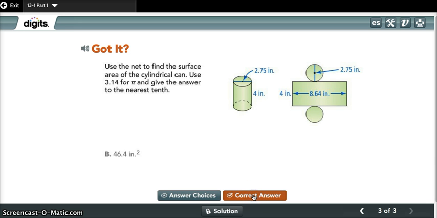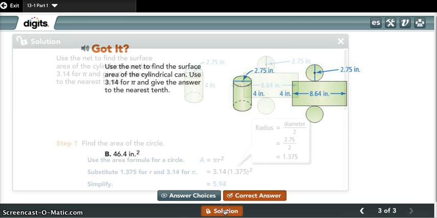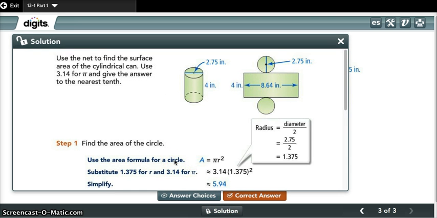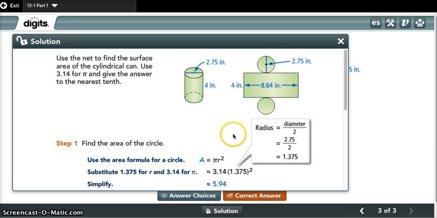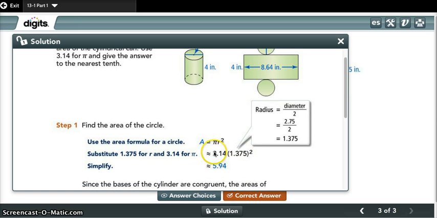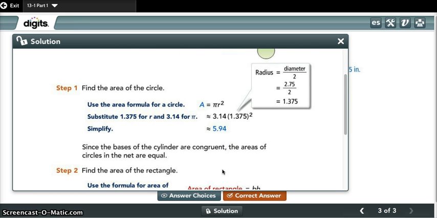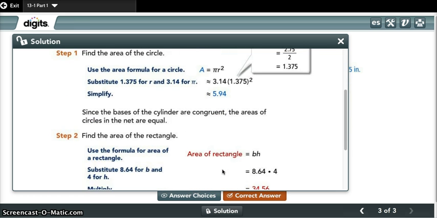And let's go ahead and check on that correct answer. It is 46.4 square inches. Here is the math for you to look through. So we need to do area of the circle, pi r squared. Remember, they gave you the diameter, not the radius. So you have to cut that in half to find the radius. So it's 1.375. So when you square all of that and do that math, you get 5.94 for the area of one circle. Remember, we need two.